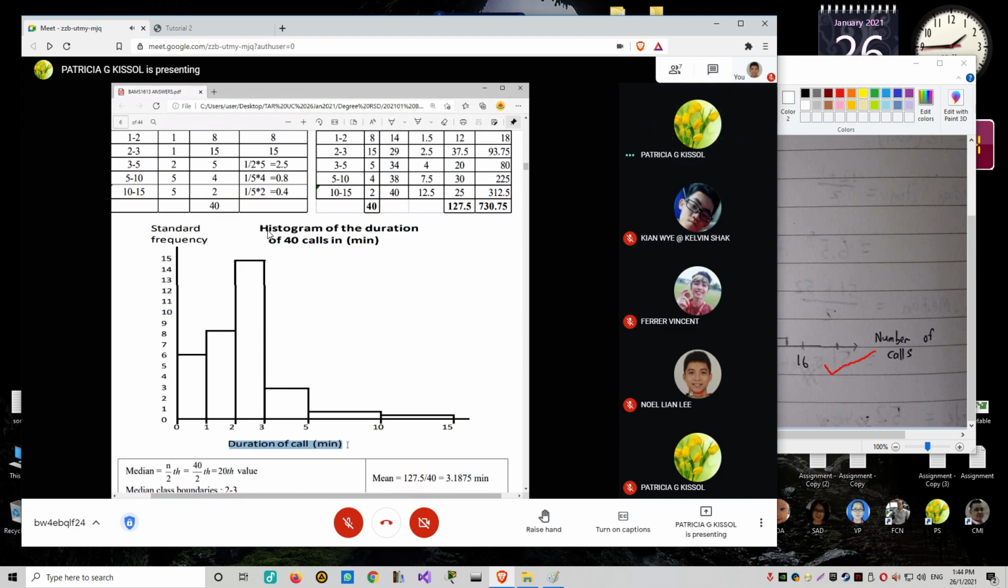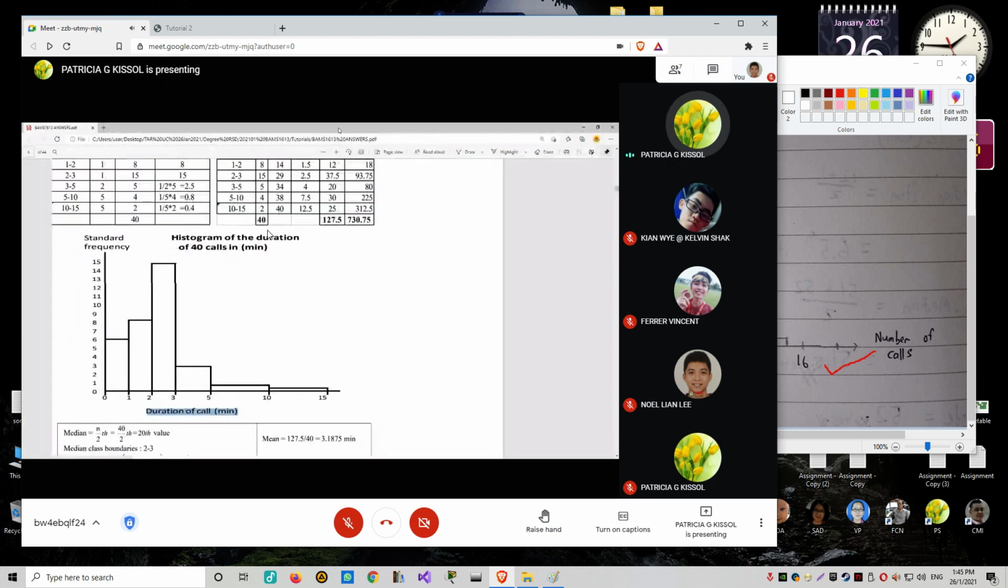Okay, what's wrong with my screen? It's like unstable electricity I'm facing. It's flipping here and there. You don't see it, right? But I'm seeing it in front of my PC. So this is how you should draw it, basically. So it's important that you should label the title. You should label the y-axis, standard frequency or adjusted frequency, and you should label the x-axis as duration of calls. Is that okay?